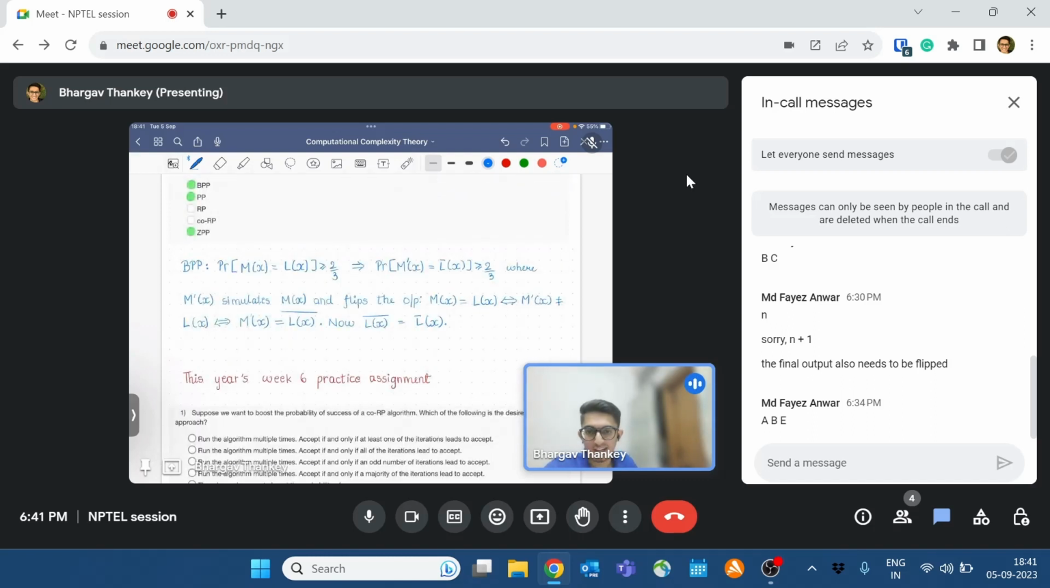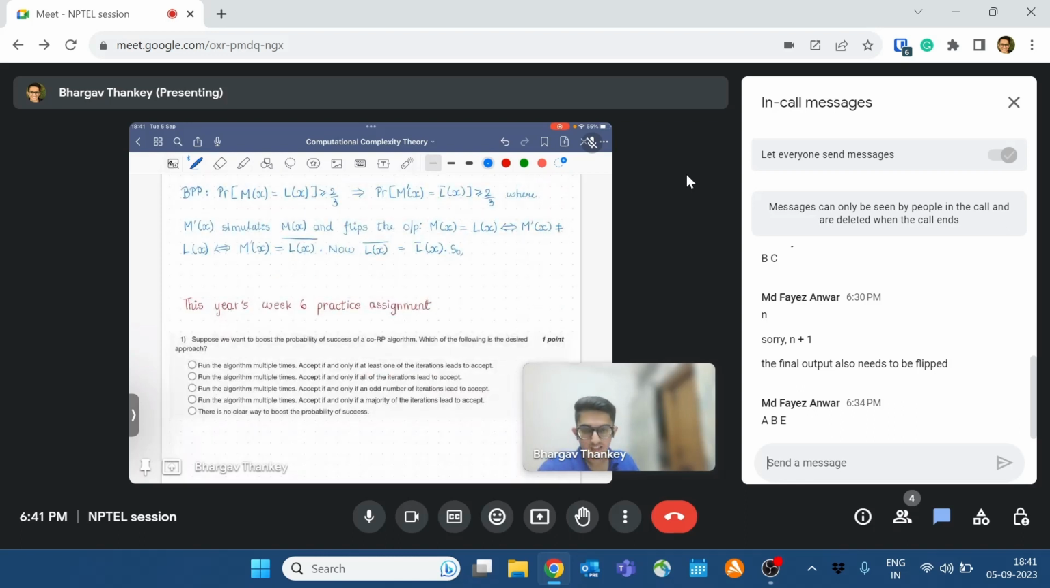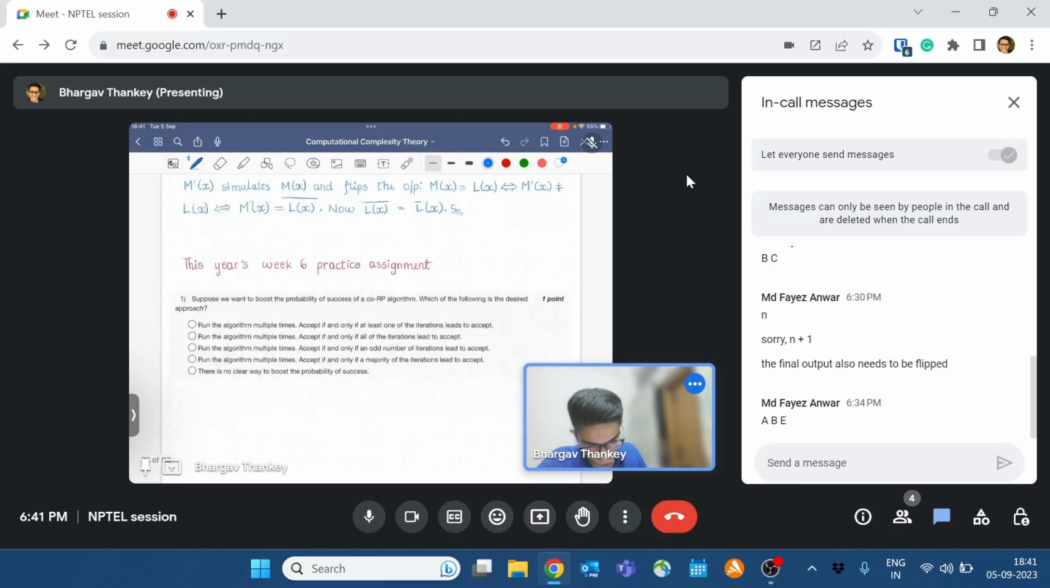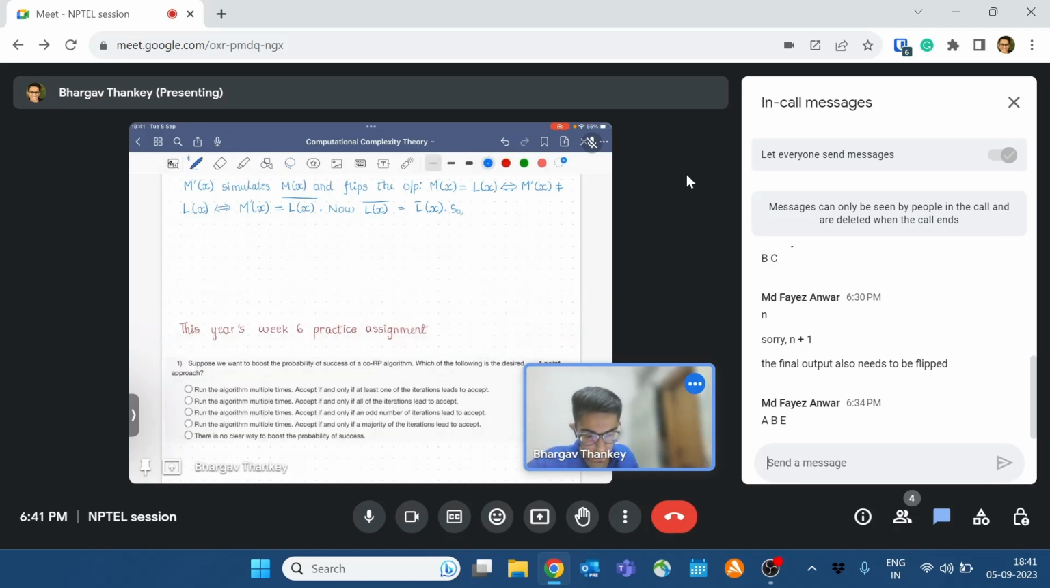Or should I draw a table for this if it's not clear? How is L(X) with a bar on top different from L bar of X? Let me move this a little. First, I'm just writing the definitions of L(X) and L(X) complement. This function is just obtained by flipping this function, right?